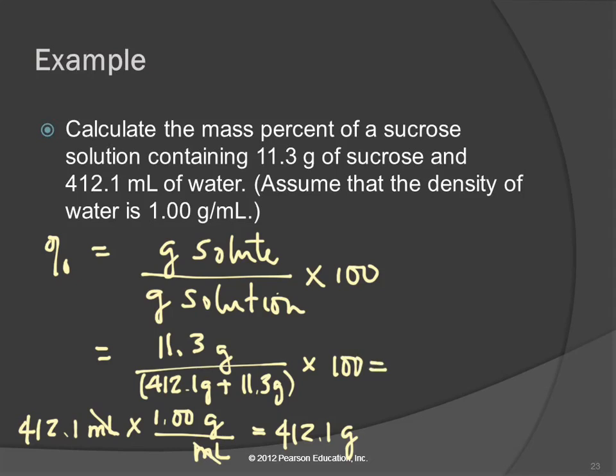And it's probably best to do that addition separately so that you don't screw up on your calculator. So 412.1 plus 11.3. So the denominator is 423.4.